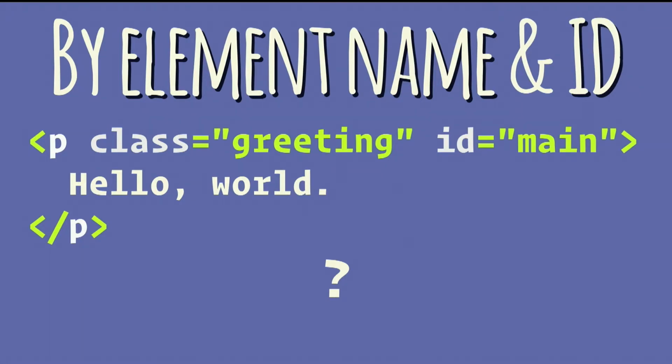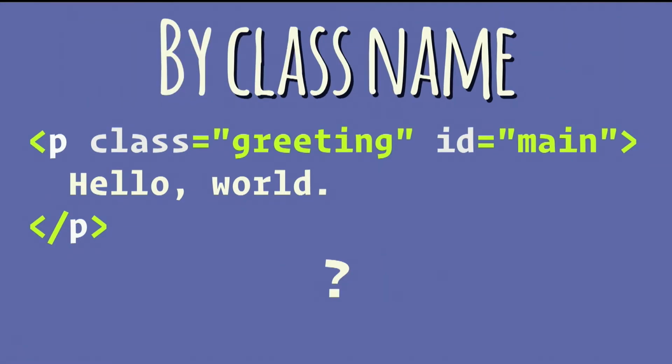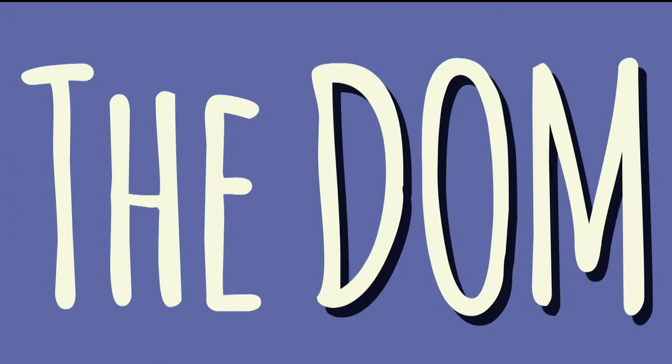Somebody say something again. Close, really close. By ID and element name. Yeah, P hash main, right? Dot means something else. How do we grab it by class name? Dot greeting, right? Yeah. And by the combination of the two would be P dot greeting.